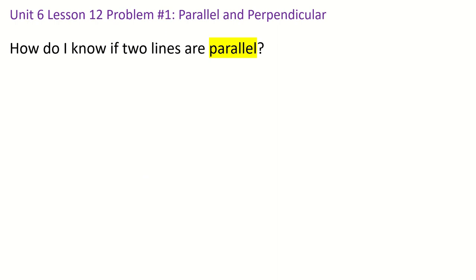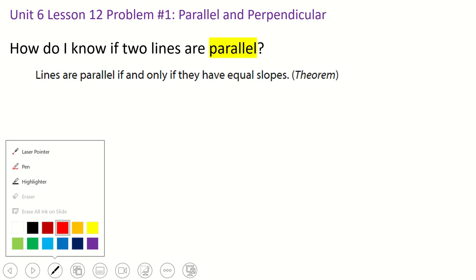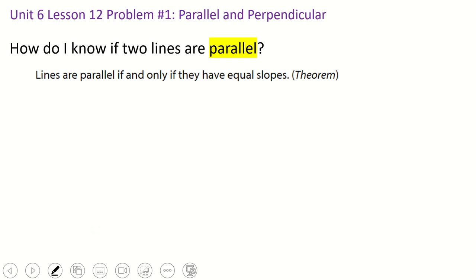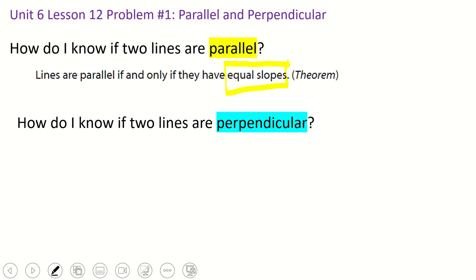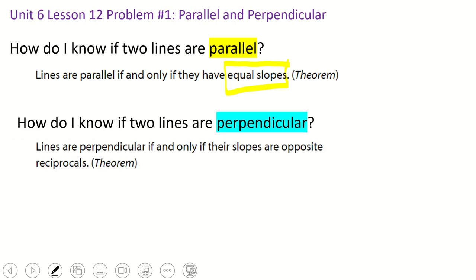So we know that two lines are parallel if they have slopes that are equal to each other. If they are perpendicular, two things actually have to happen. They have to be opposite reciprocal slopes.